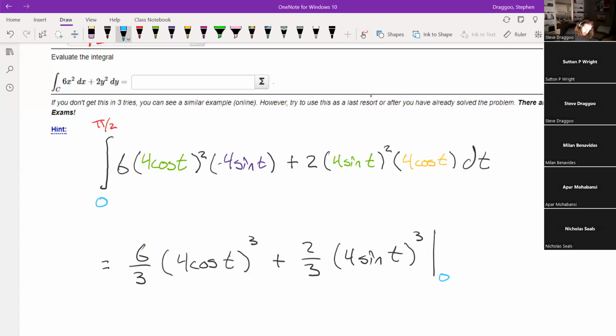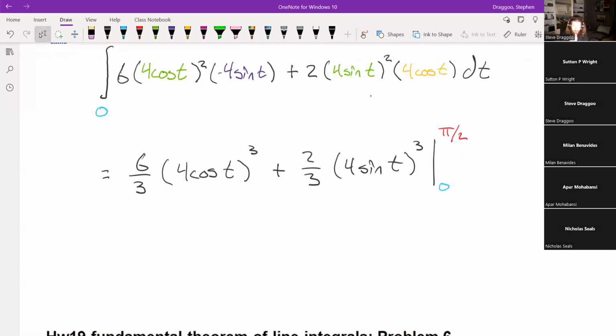I'm still integrating from 0 to pi over 2. And I just need to plug those two things into sine and cosine. Nice thing about all that is that they are both nice values to plug in to sine and cosine. Cosine of pi over 2 is 0. And sine of pi over 2 is 1. Should have been cubed.